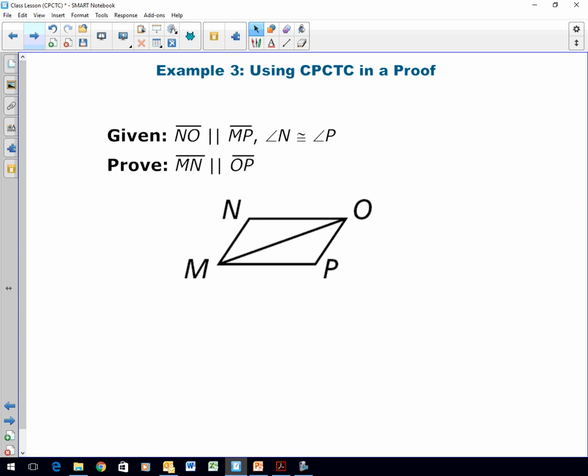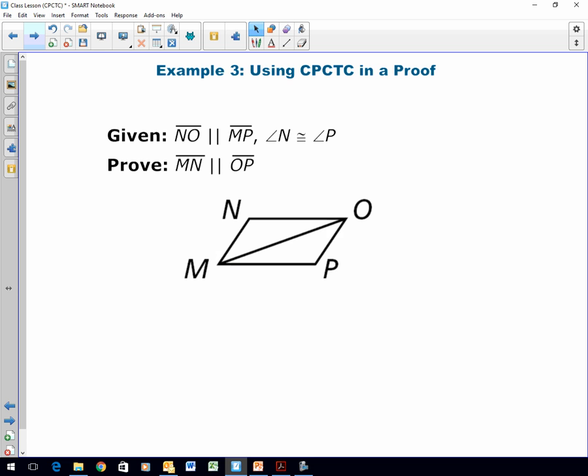All right. We're going to skip over this one. I think I'm going to skip over this one because we haven't done parallelograms yet. We'll get into this. I put this in here thinking that we would have done them by now, but we haven't.